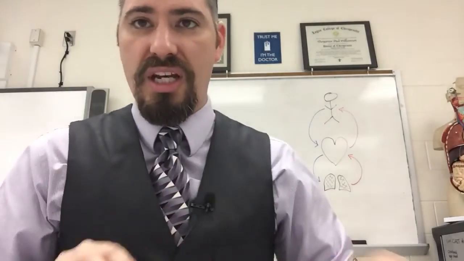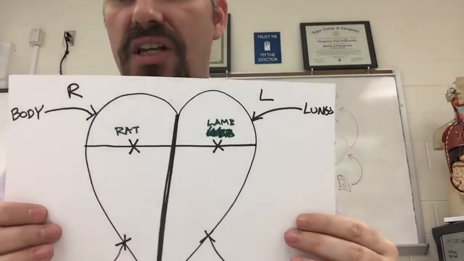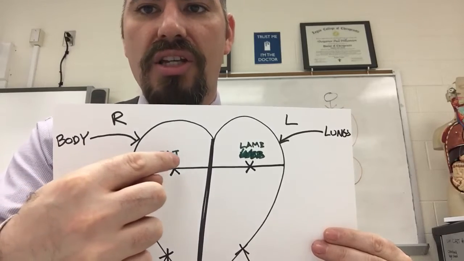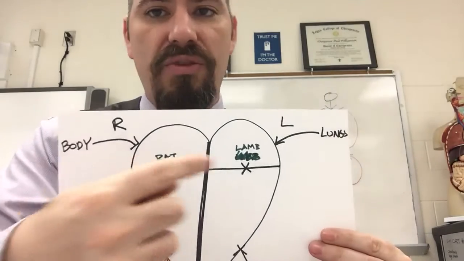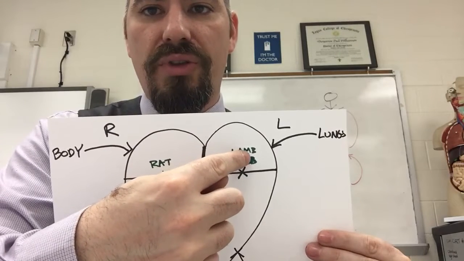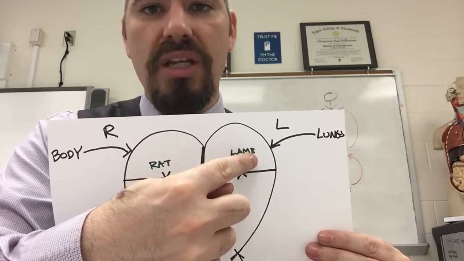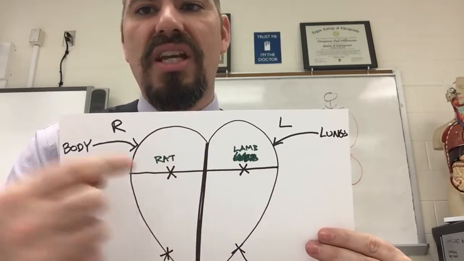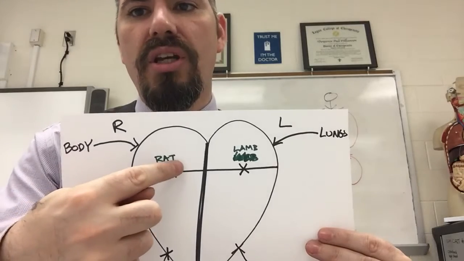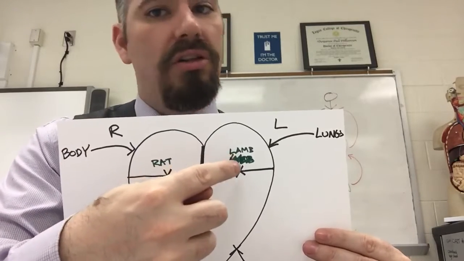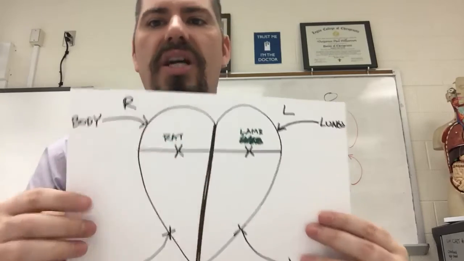Now, rat and lamb are not the names of the AV valves. Instead, it's a memory device. The right atrioventricular valve, RA, is also known as the tricuspid valve, T. And the left atrioventricular valve, LA, is also known as both the mitral valve, M, and B, bicuspid valve. So never call this the lamb and the rat valve. Instead, if somebody says tricuspid, you know they're talking about right atrioventricular. If you're talking about left atrioventricular, the other names are mitral and bicuspid.